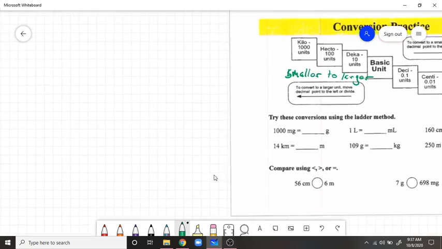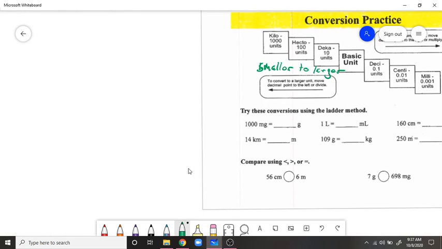I'm going to start by moving this aside, but I want you to still be able to see it. Converting from a smaller unit to a larger unit, you are going to move the decimal point to the left, or you can divide. That doesn't seem that clear. We're going to say that our base unit is going to be the meter. That means our bigger unit is going to be a kilometer.